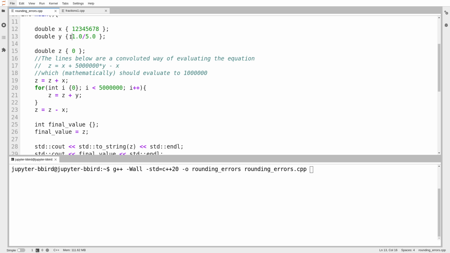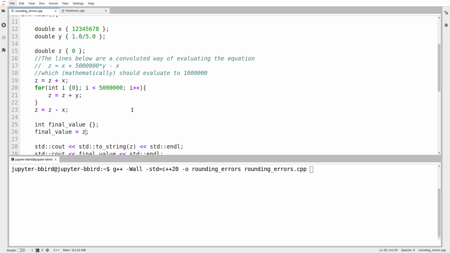So y is the value 1 over 5. Notice that x is basically an integer, and y is a rational number. It's not like an approximation of pi or something. Y is a number that's an int over an int. So it's a rational number. Integer numerator, integer denominator. And then what I'm doing is evaluating this equation by taking the value 1 over 5 and just adding it to z 5 million times instead of multiplying it by 5 million. I add x, I add y 5 million times, and I subtract off x. And then I try and convert the value of z to an int.